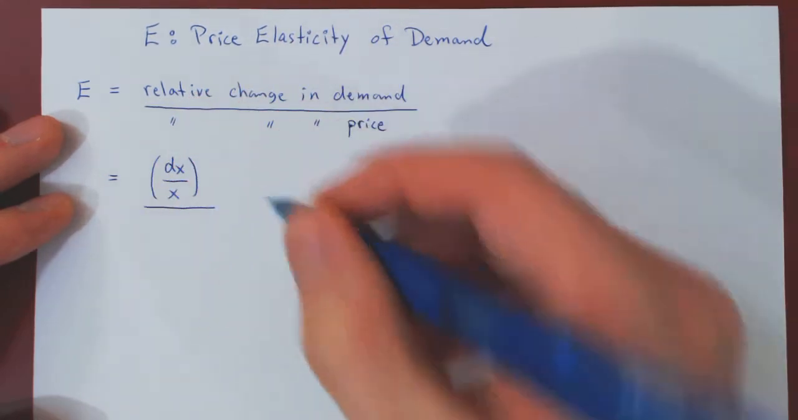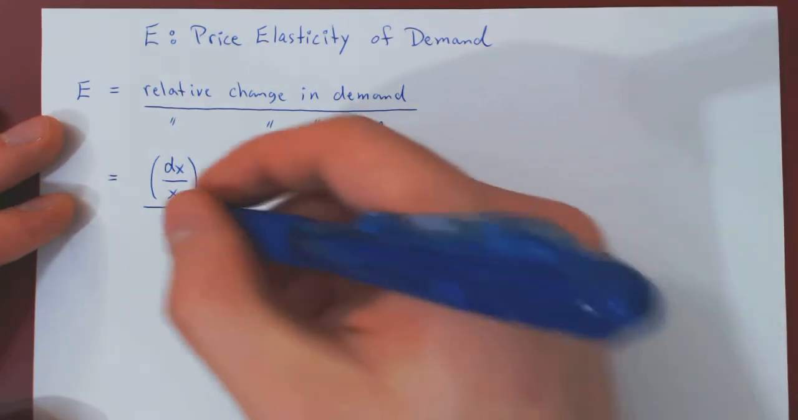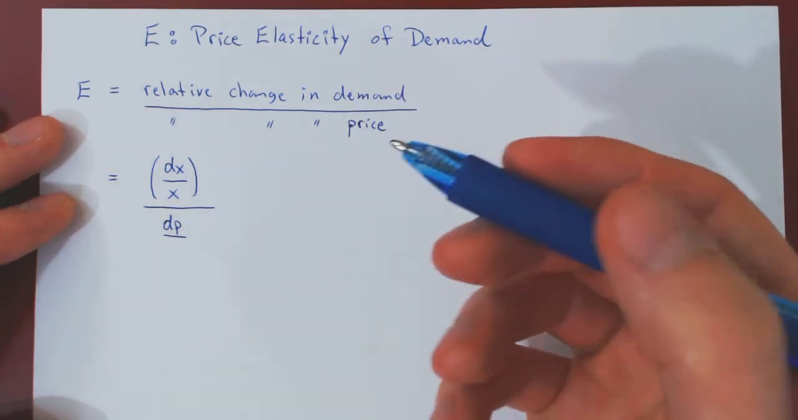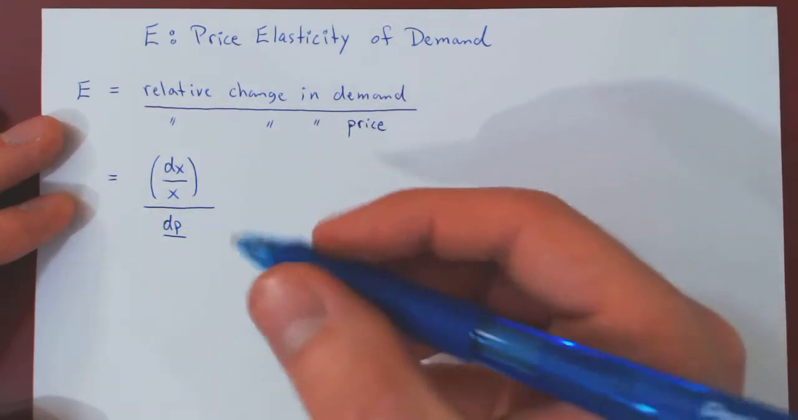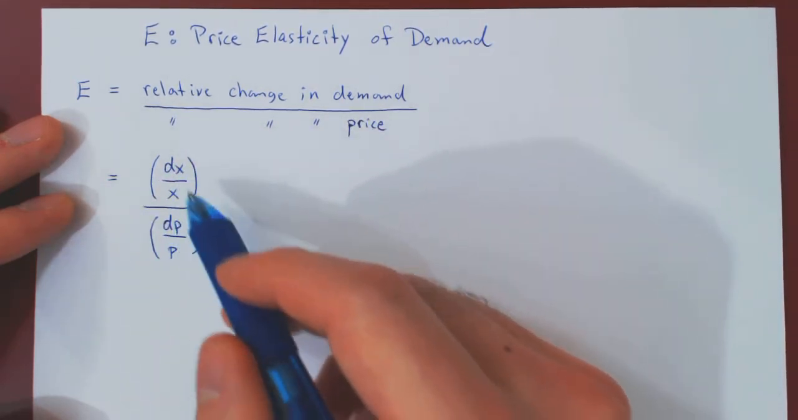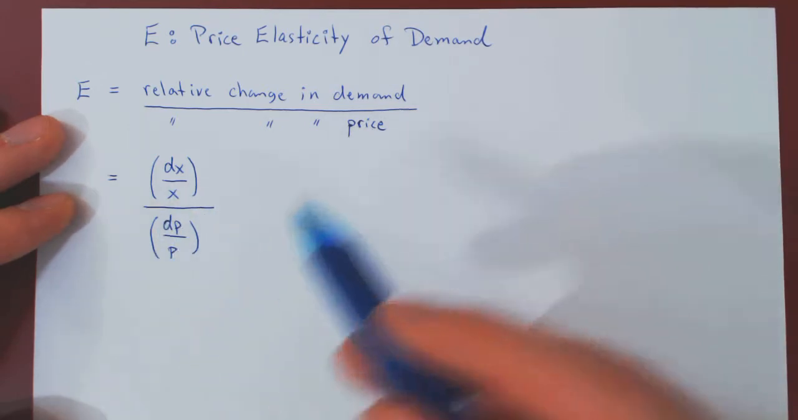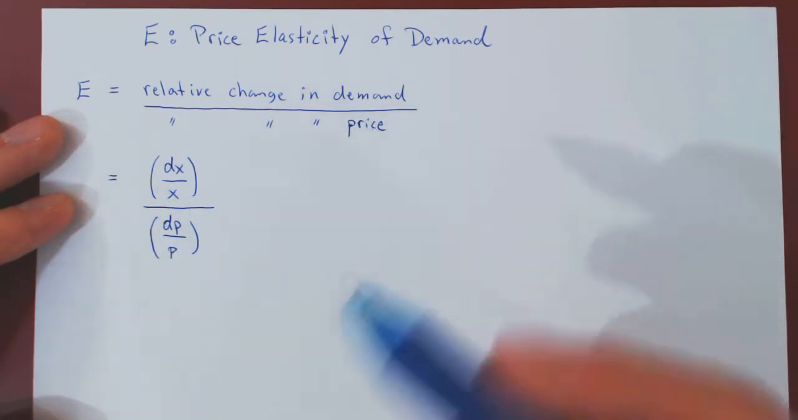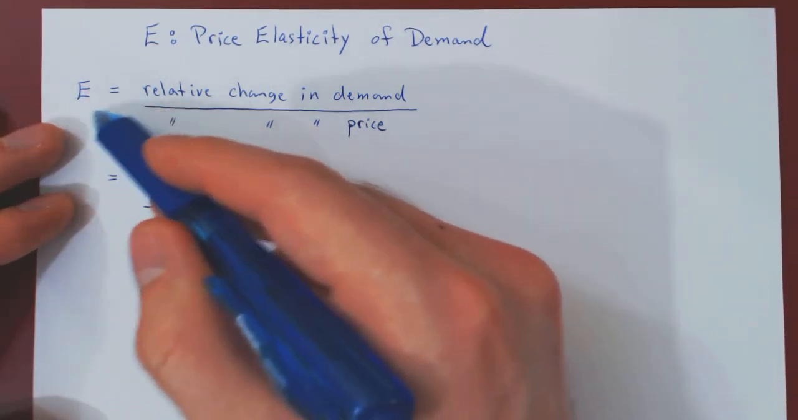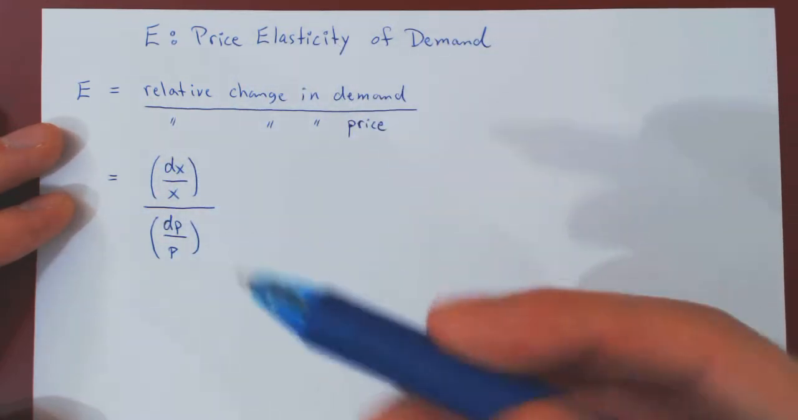Divided by the relative change in price. So we have the infinitesimal change in price dp, over the absolute price, p. So dx over x is the relative change in demand, and dp over p is the relative change in price. Well, let's rearrange this to make the quantity E, the elasticity of demand, more intuitive.